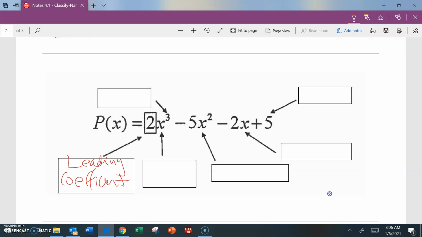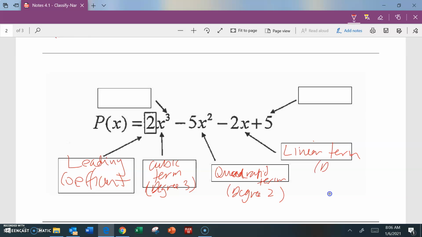This is pointing to the whole x to the third term, and that would be called our cubic term because it has degree 3. This is pointing to the minus 5x squared, and that is our quadratic term, and this is degree 2. This is our linear term, and that's minus 2x to the first, so that's degree 1.